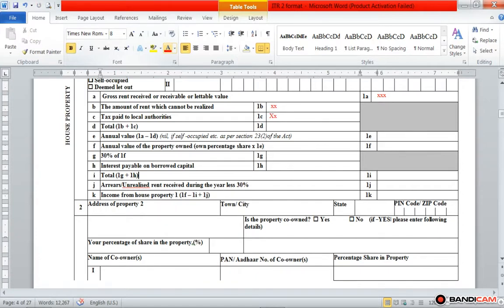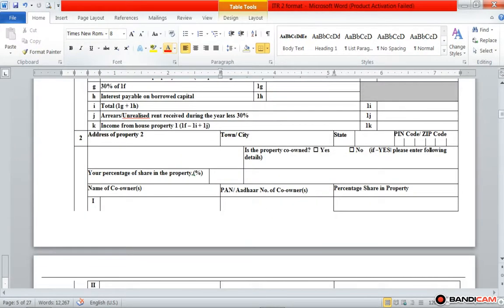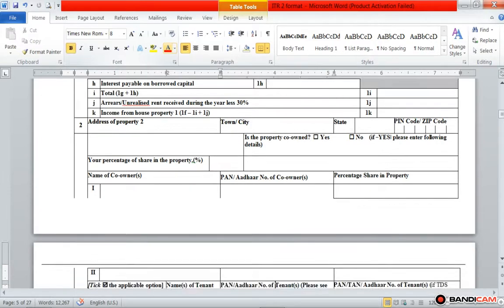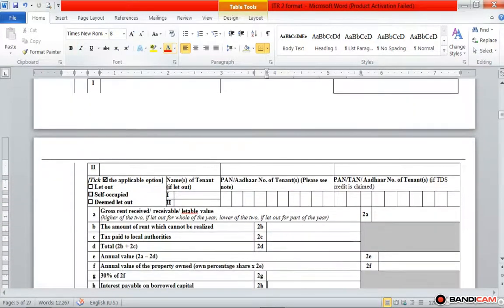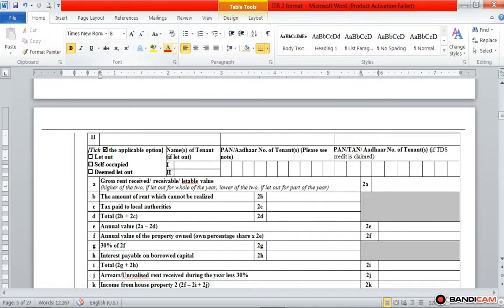Then we fill address of property 2. ITR 2 is filed by an assessee whose house properties are more than 1. So here the details of another house property are furnished by the assessee, and we compute income from house property number 2. Then fill the same information here. For let out property, name of tenant. Tenant means a person who takes a property on rent or lease. So here name of the tenant, Aadhaar card, PAN card number of tenant.